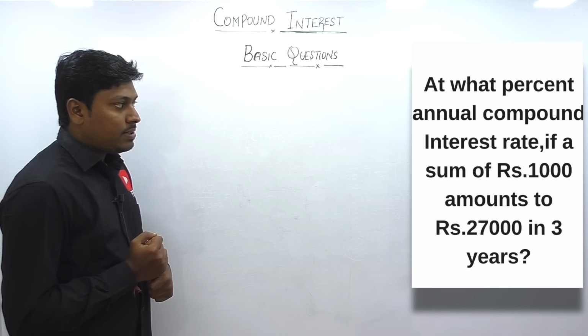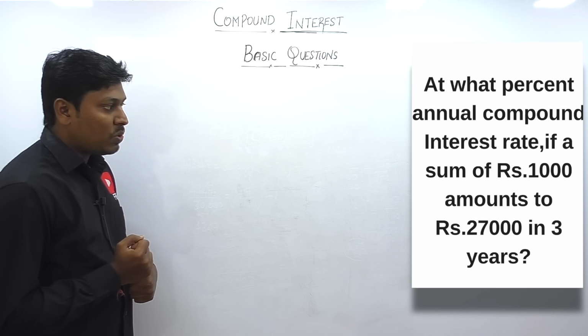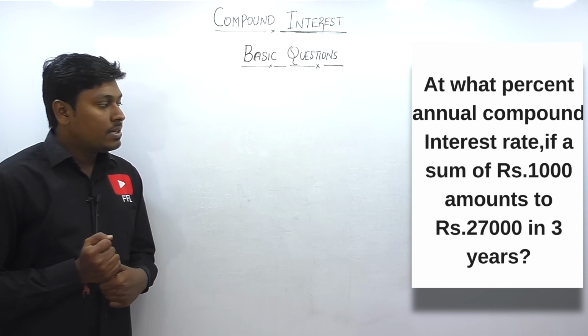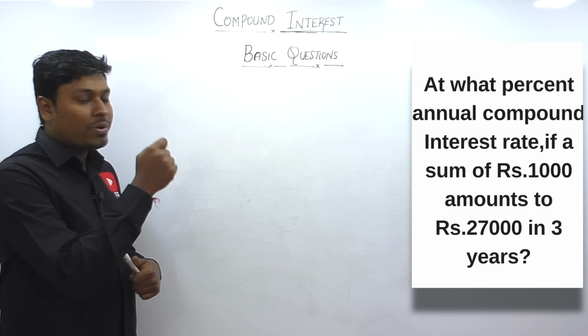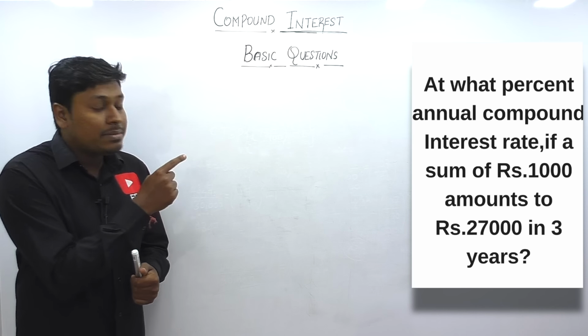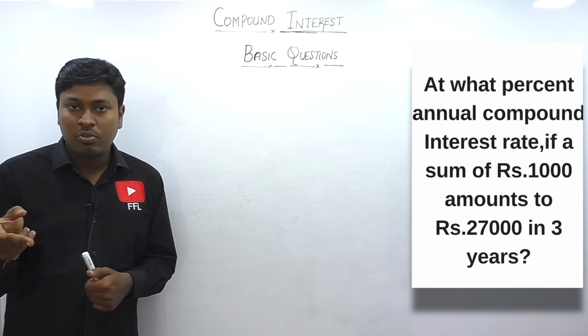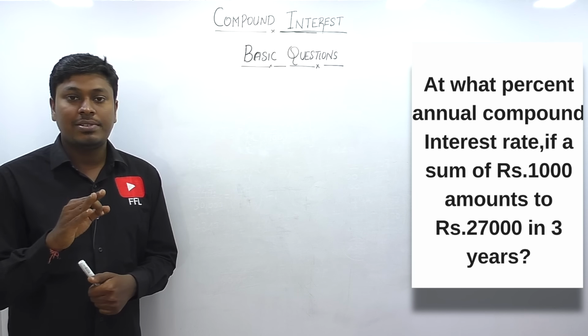The last, third question. At what percent annual compound interest rate will a sum of rupees 1000 amount to 27,000 in 3 years? So friends, listen to the question carefully. At what percent annual compound interest rate? So our target is to find the rate of interest, and the principal is given, which is 1000, and it amounts to, what is the meaning of amounts to? The total amount will be 27,000. Time duration is also given, 3 years.